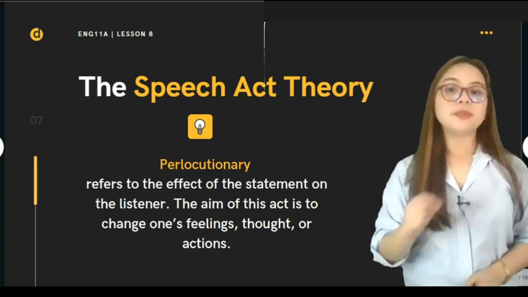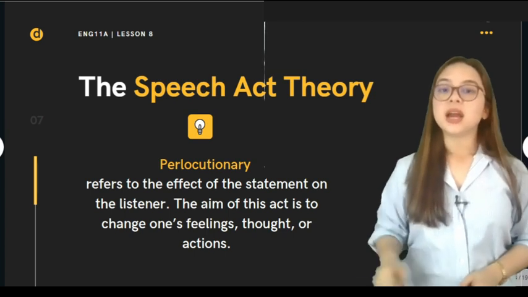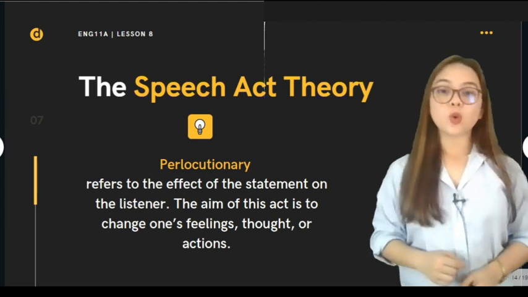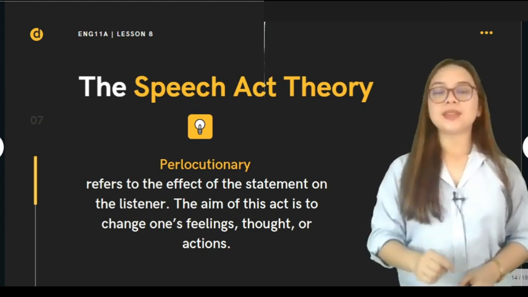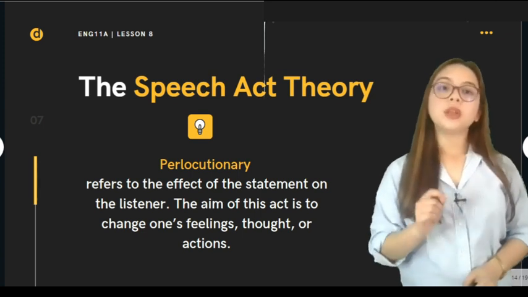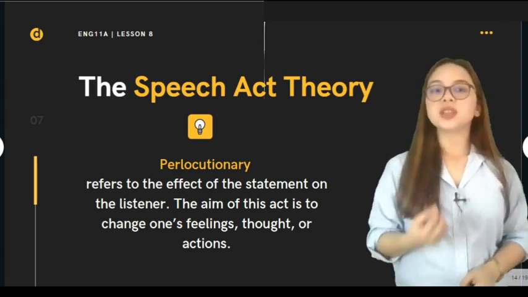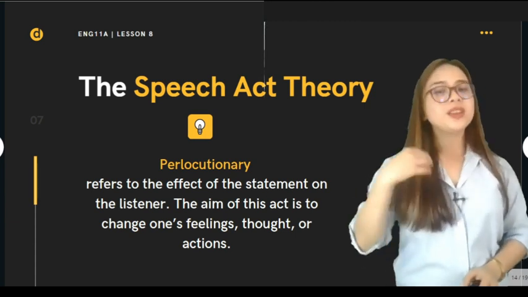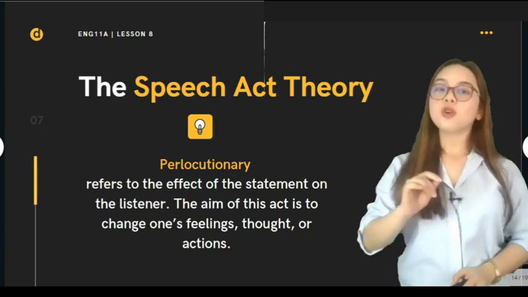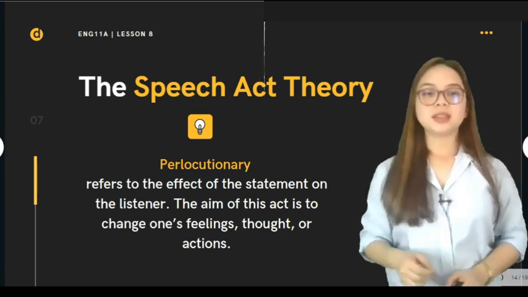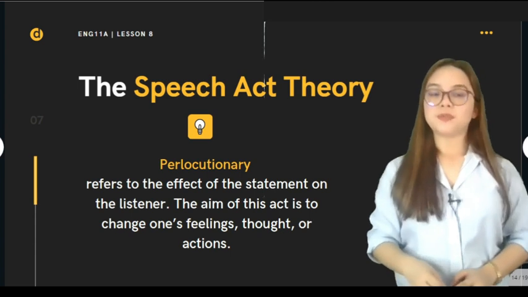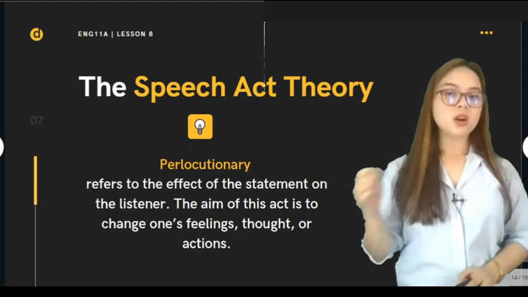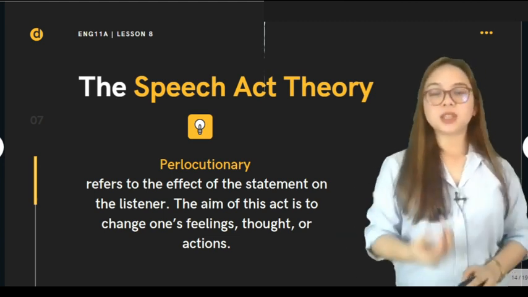The last speech act theory is perlocutionary. So this refers to the effect of the statement on the listener. The aim of this act is to change one's feelings, thoughts, or actions. This act is the act that is carried out by a speaker when making an utterance that causes a certain effect on the hearer or others. This refers to the effect the utterance has on the thoughts or actions of the other person. And this includes all those effects, intended or unintended, often indeterminate, of utterances in a particular situation.